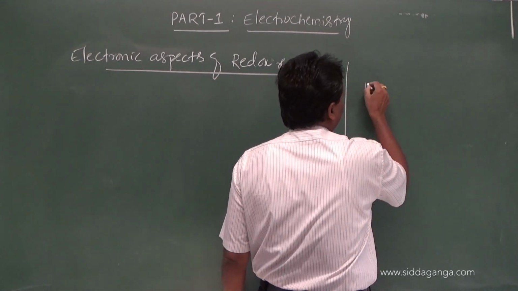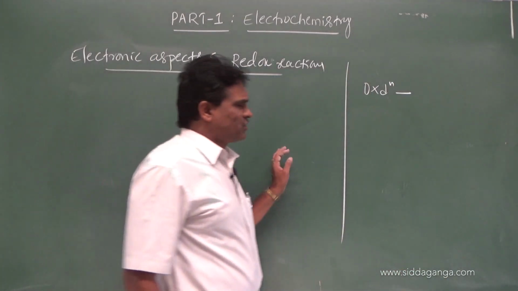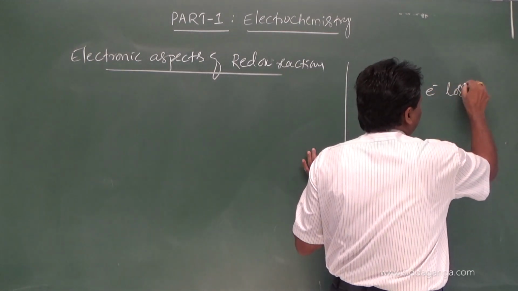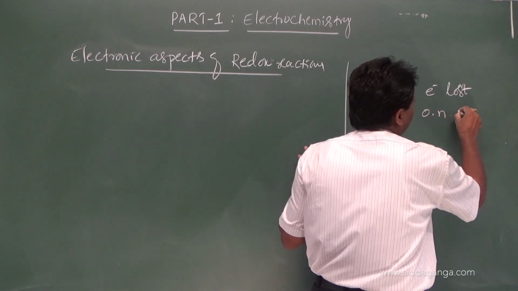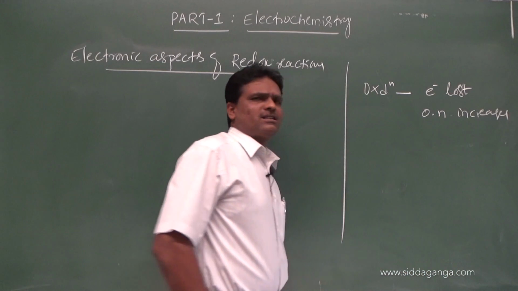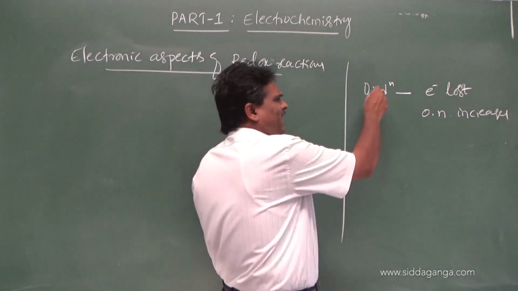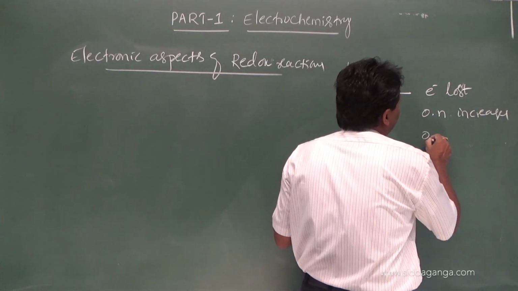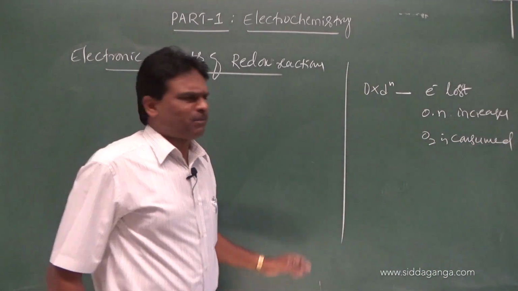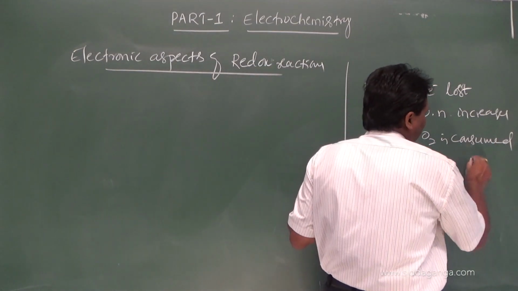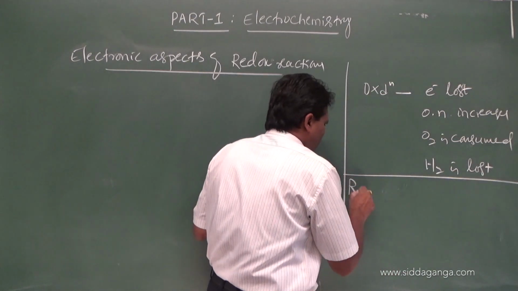So we know that oxidation is a process in which electrons are lost. Oxidation is a process in which the oxidation number increases. Oxidation is a process in which oxygen is consumed. Oxidation is a process in which H2 is lost. Similarly, what is meant by reduction?